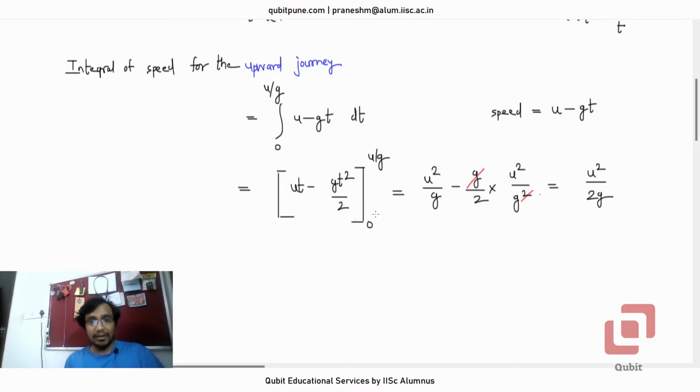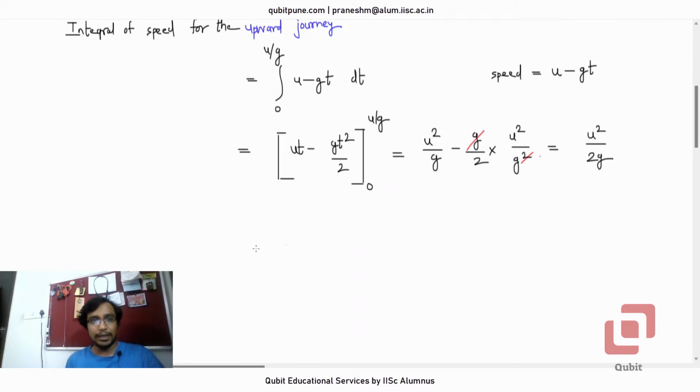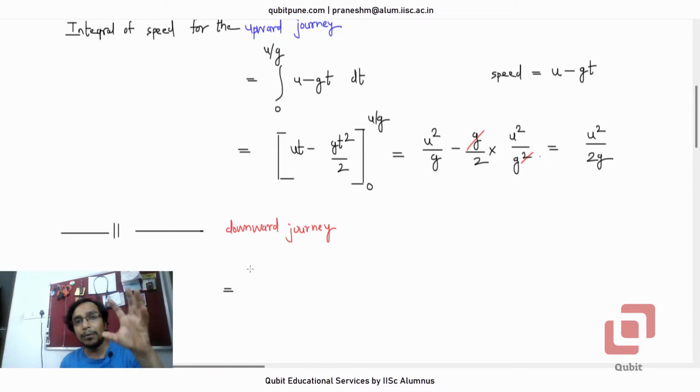Now let us calculate the integral of the speed for the downward journey. Some of you might mistakenly take the limits as u by g to u by g plus v by g. Well, that is the next interval of time.